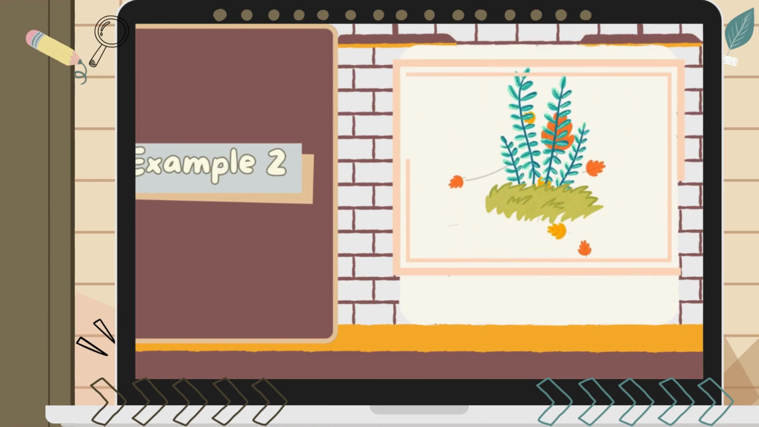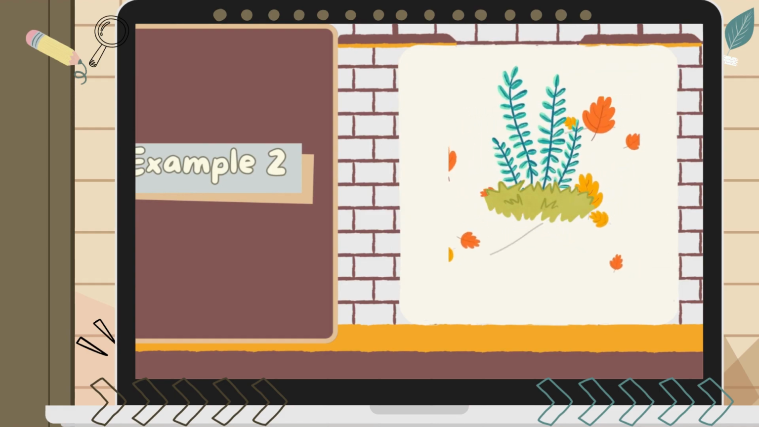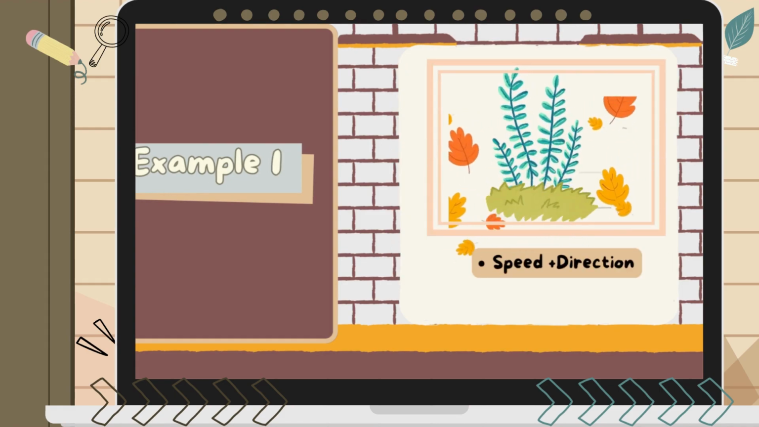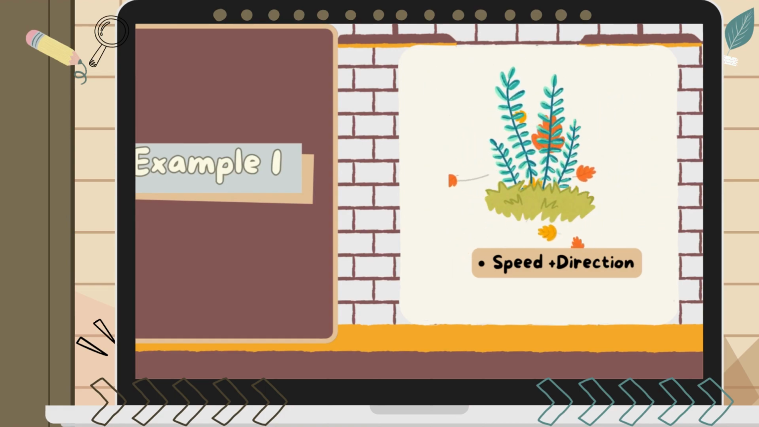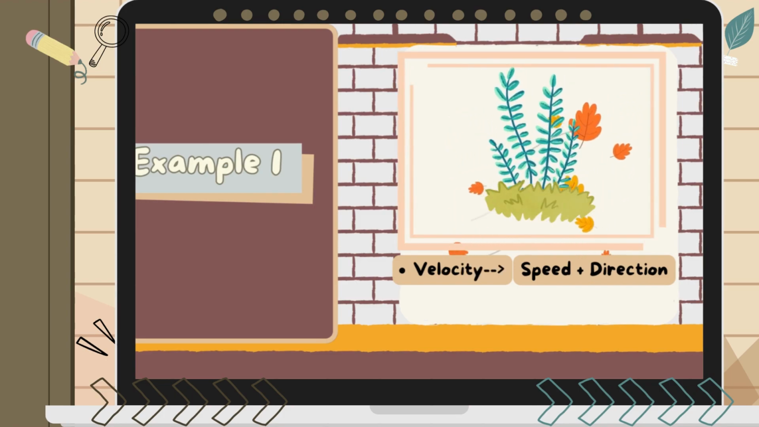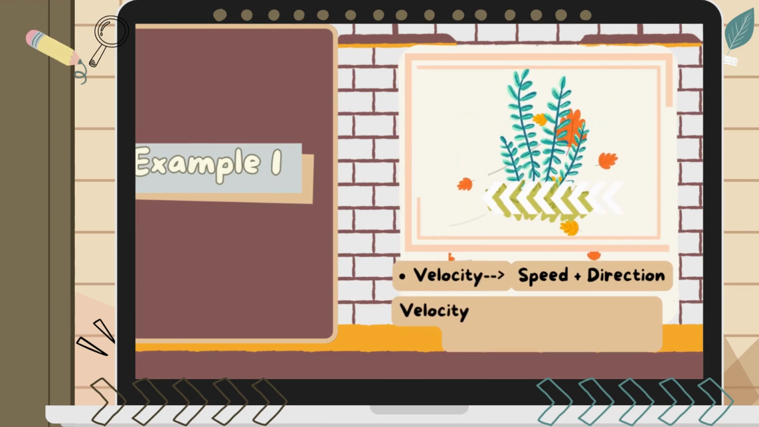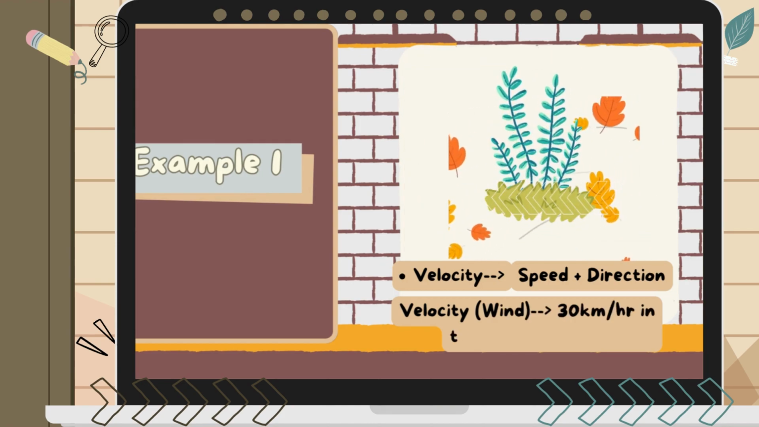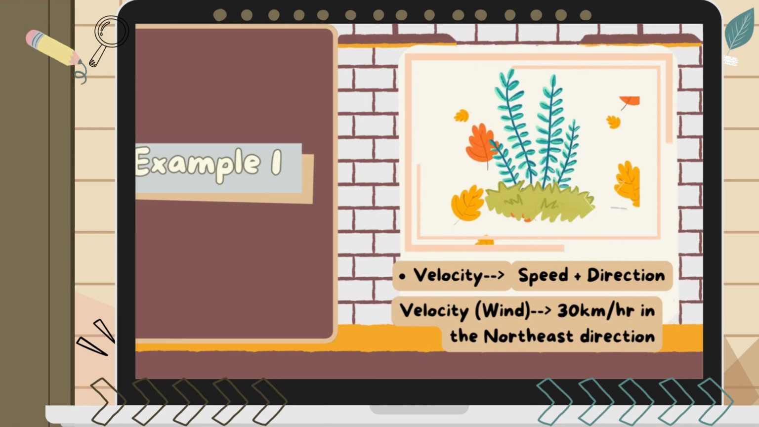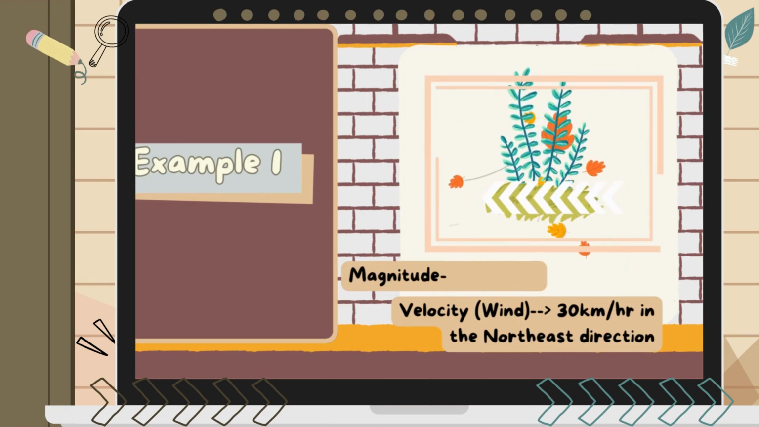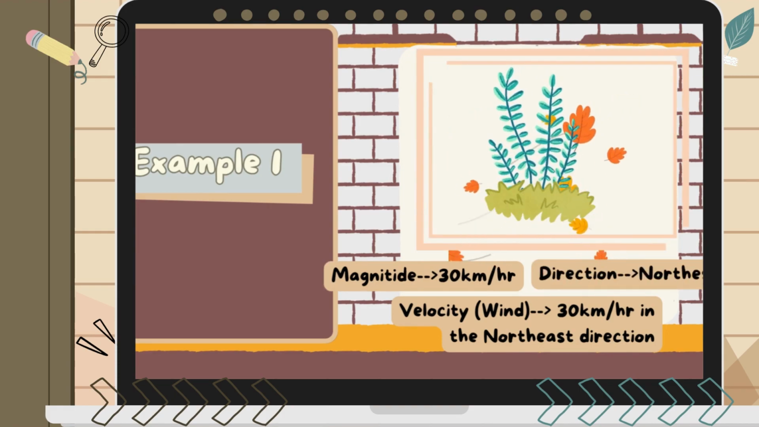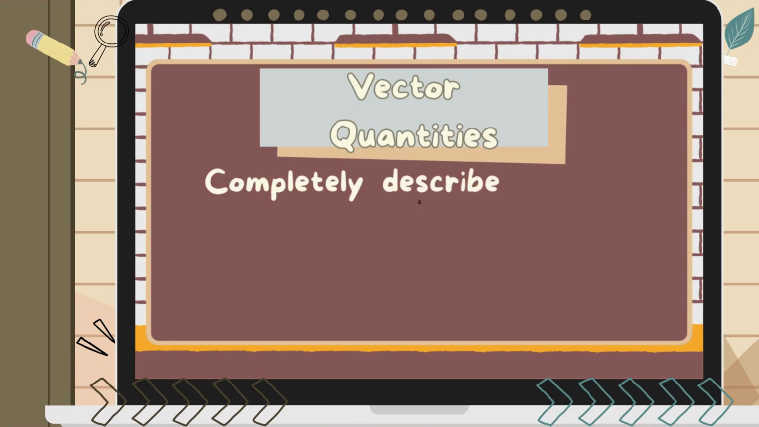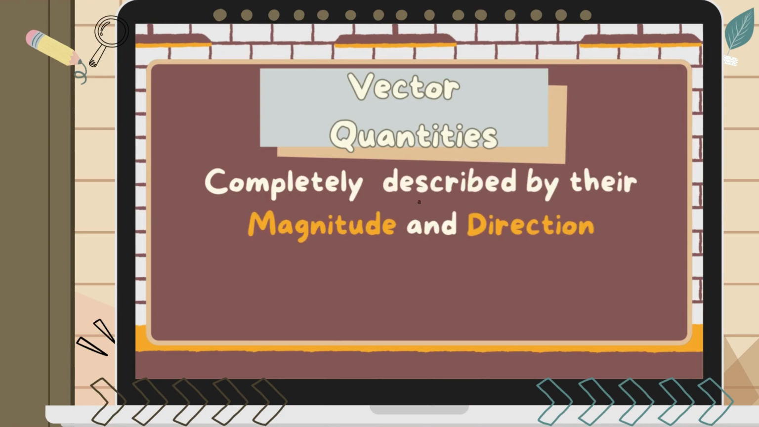Another example is wind. To describe the wind flowing at a place, we need to specify its speed and the direction in which it's flowing. The speed of an object along with the direction it's moving in is called its velocity. So here we can say that the velocity of the wind at this place is 30 km per hour in the northeast direction. This means that the magnitude of the wind's velocity is 30 km per hour and its direction is northeast. Such quantities which are completely described by their magnitude and their direction are called vector quantities.